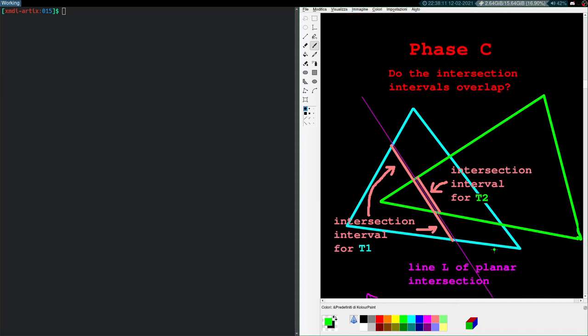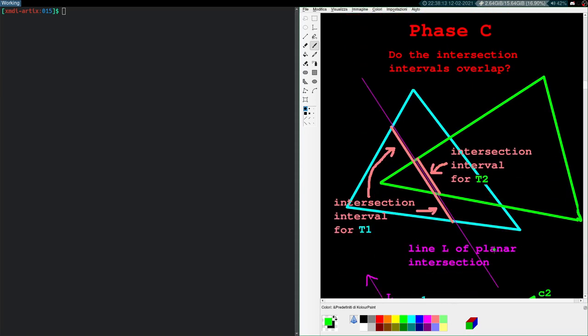Now, finally, is phase C. This is the real last chance for intersection to occur between triangles, at least in the general sense, not in a coplanar sense. So basically, it's asking, do the intersection intervals overlap? So what does that mean? Triangle 1 here is in teal, and triangle 2 here is in green.